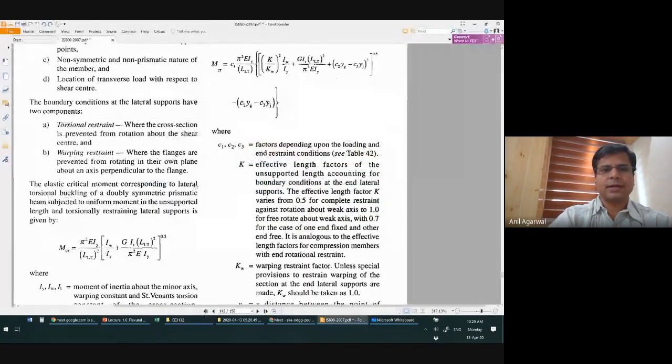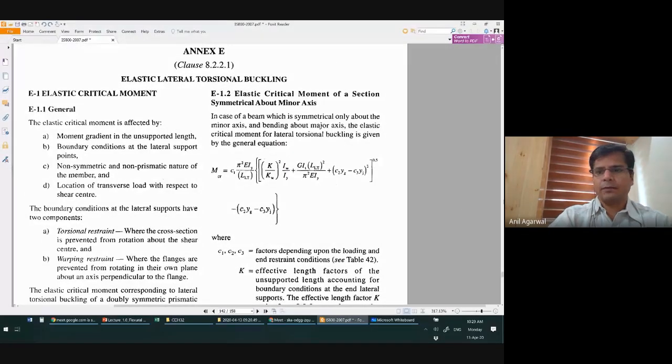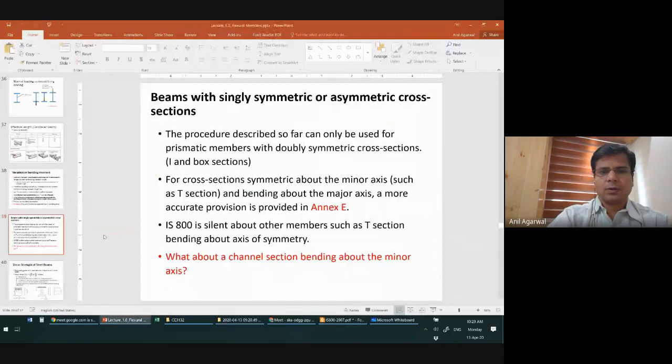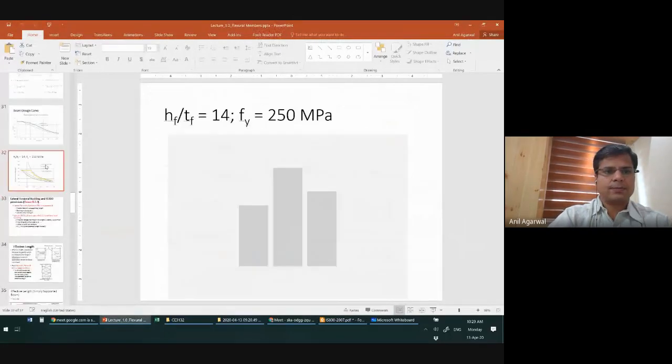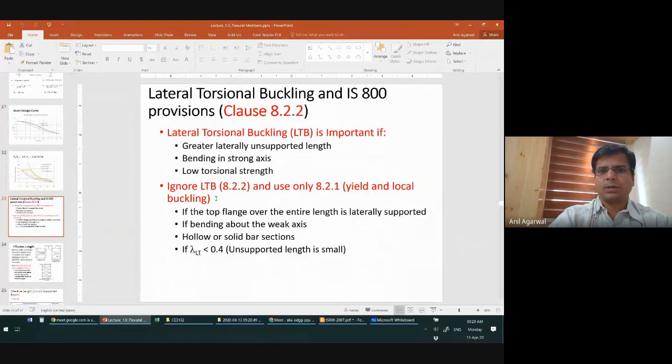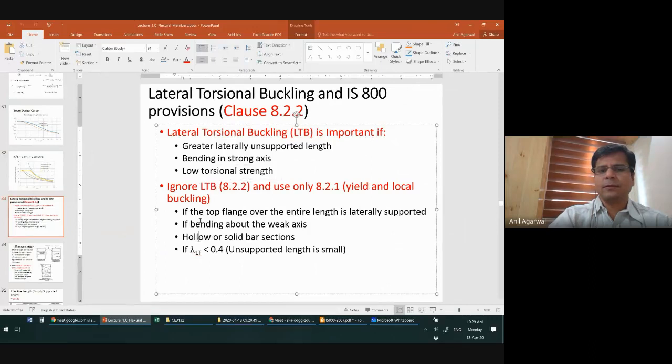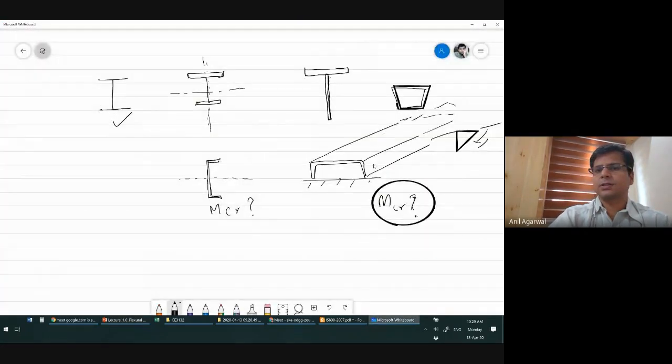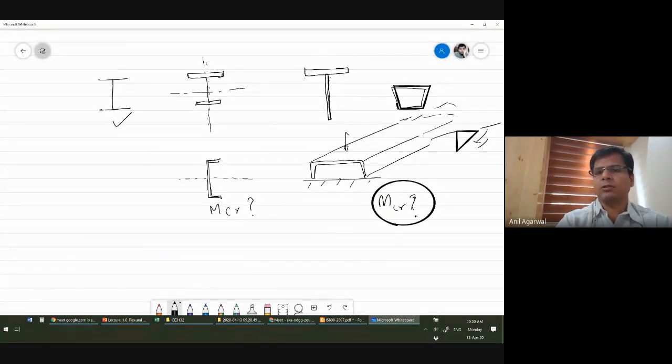If you go to this section, that is 8.2.1, we can ignore lateral torsional buckling if bending about the weak axis, the minor axis. If the member is bending about the weak axis, then we don't need to calculate LTB. We can ignore lateral torsional buckling. That is true for this case as well. So this kind of member under gravity loads will be bending about the weak axis, so we don't have to worry about M critical.